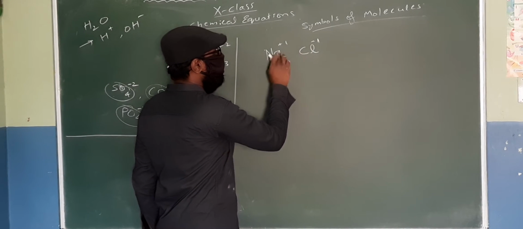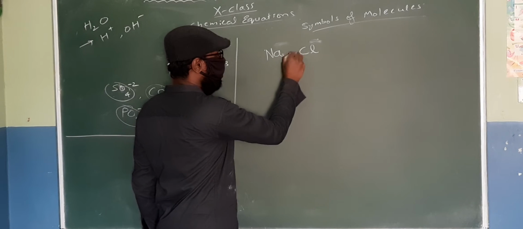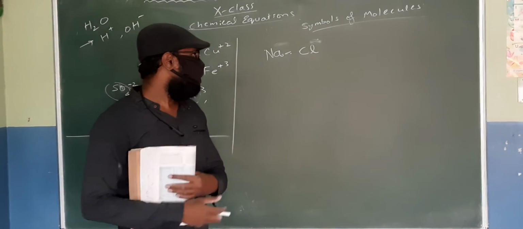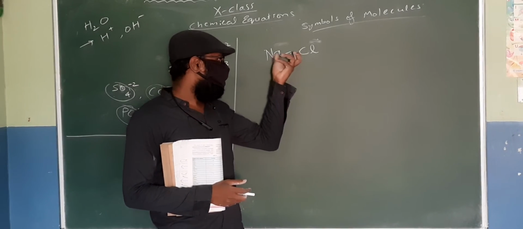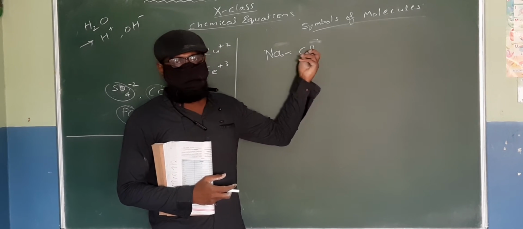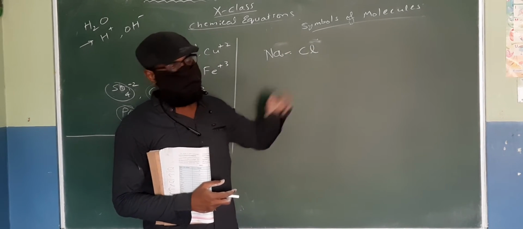Obviously there is a bond formation between these two. That means these two are together in a sort of friendship. Those two are together, and together they form the molecule NaCl. Sodium has given one electron and chlorine has taken.